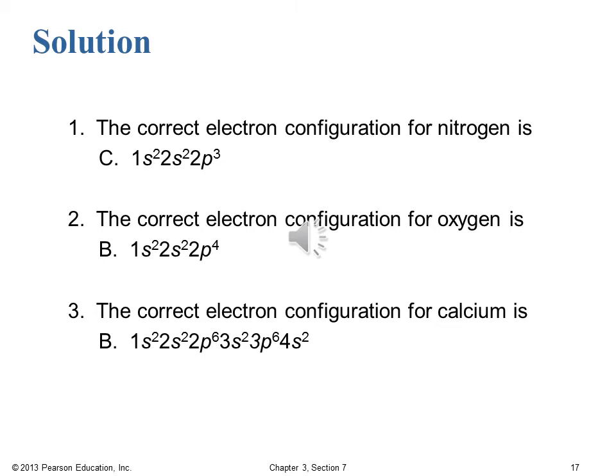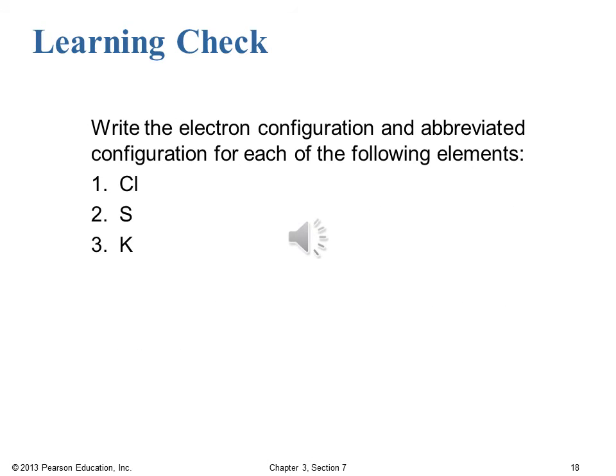Let's try another learning check. Hopefully you're not having any trouble with this, but just in case, let's do another one here. Okay, so this learning check wants us to write the electron configuration and abbreviated configuration for each of the following elements. Number 1, chlorine, number 2, sulfur, and number 3, potassium. So we'll write that out completely, and then we'll start to get used to that abbreviated notation, which I think you'll all like very much. It saves quite a bit of time, especially as we have period 3 elements and beyond.